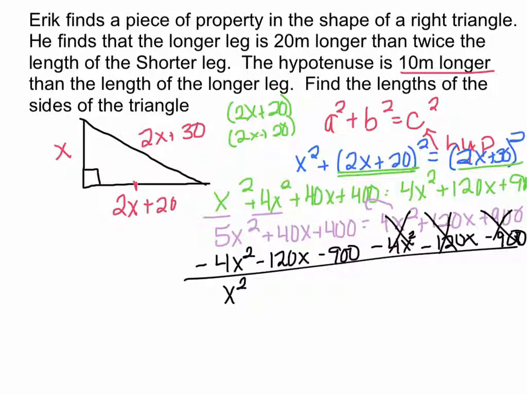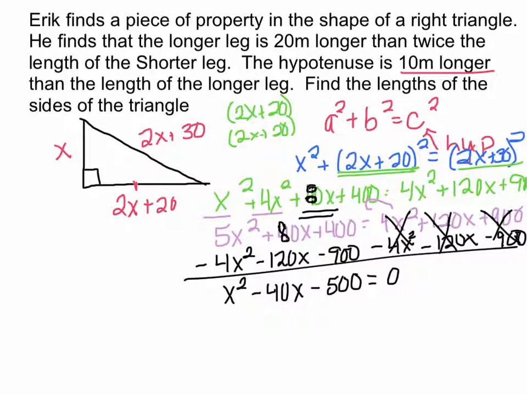plus, I found a mistake. This term right here should be 80. So now I would have minus 40x minus 500 equals 0. Next step here is I'm going to factor that.